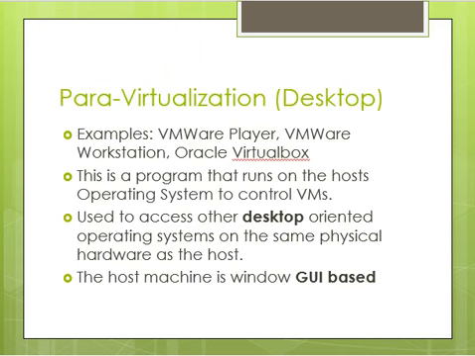So para-virtualization, think of it as a desktop. So you have a desktop computer, a PC like we use in the lab or we use at home. And what we do is we run software on top of the operating system. So if you're running Windows 10, you can run VMware Player, VMware Workstation, or Oracle VirtualBox, which are examples of para-virtualization. So it runs on the host's operating system to control VMs.